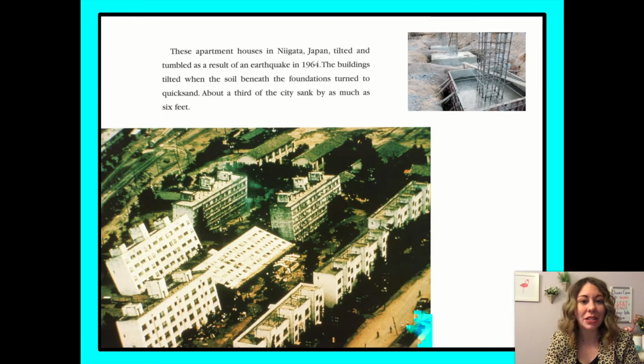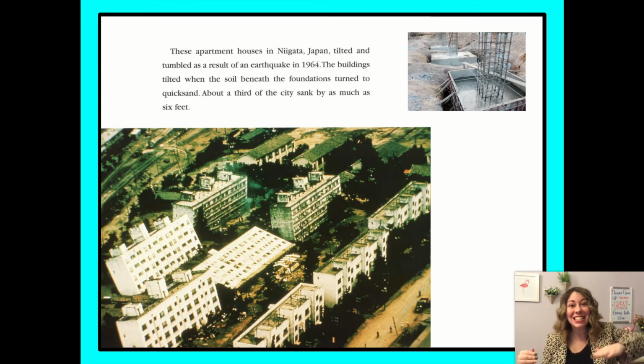These apartment houses in Niigata, Japan, tilted and tumbled as a result of an earthquake in 1964. The buildings tilted when the soil beneath the foundations turned to quicksand. About a third of the city sank by as much as 6 feet. So imagine that, guys. 6 feet. That's how far we're supposed to be staying apart, right? It's like 6 feet is taller than me. So imagine the building sinking into the ground 6 feet.